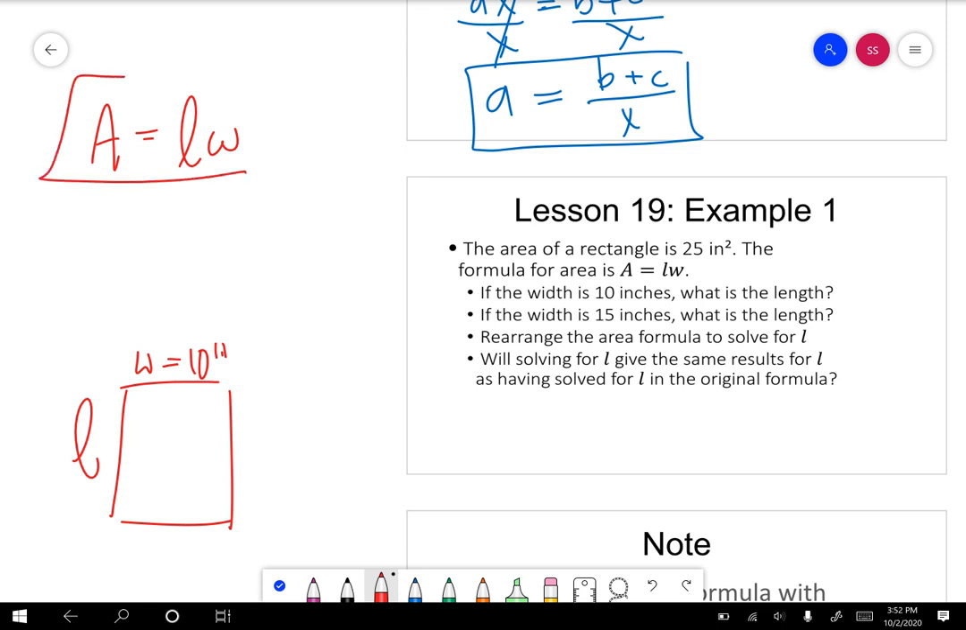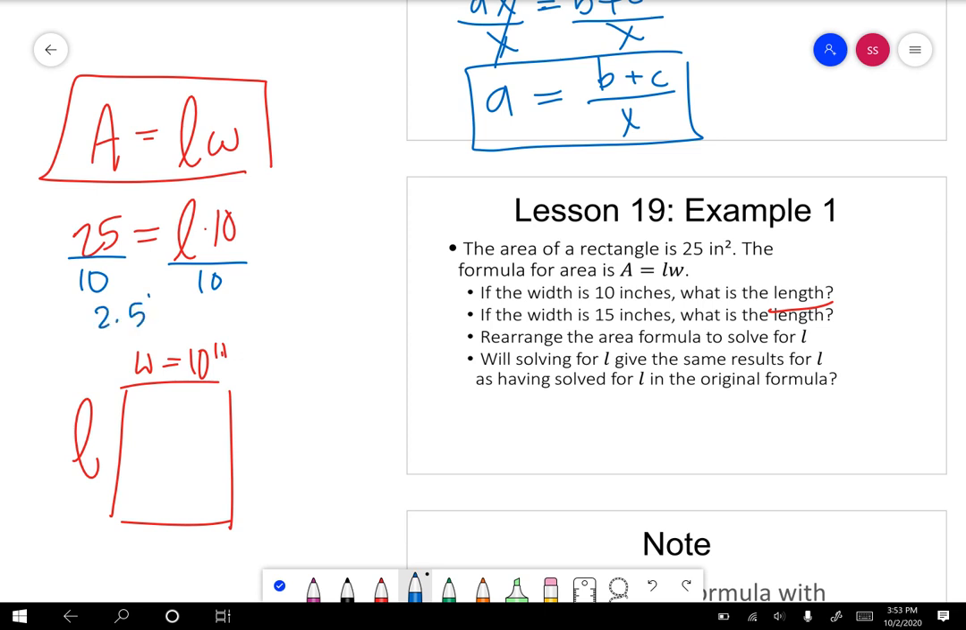Okay. So if this is our formula, we want to solve for the length. Essentially, what we're doing is substituting what we do know into the equation and solving for what we don't know. Okay, so we're solving for length in this case. Right now it's being multiplied by 10, so we're going to do what we always do here and divide by 10. Okay, 25 divided by 10 would give us 2.5 inches equals the length.